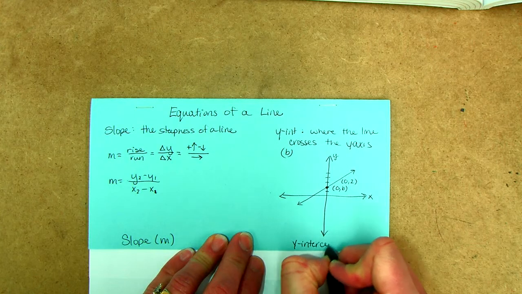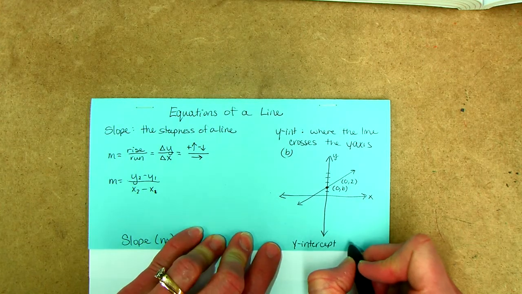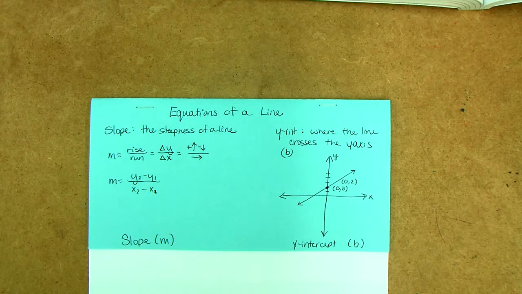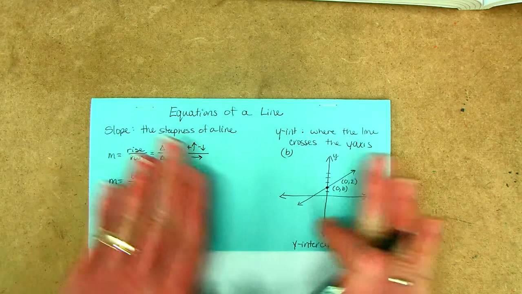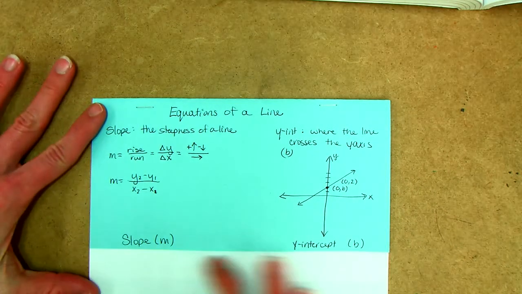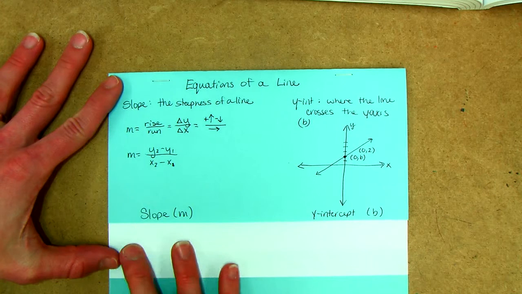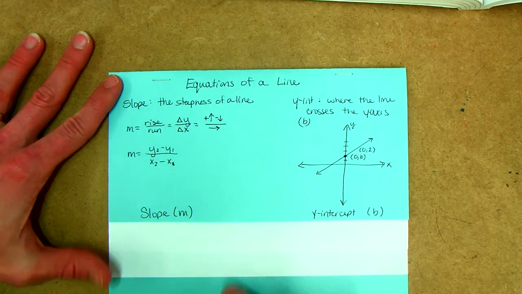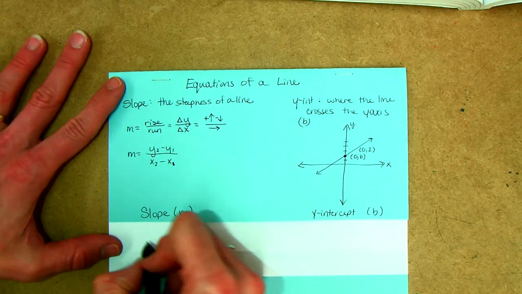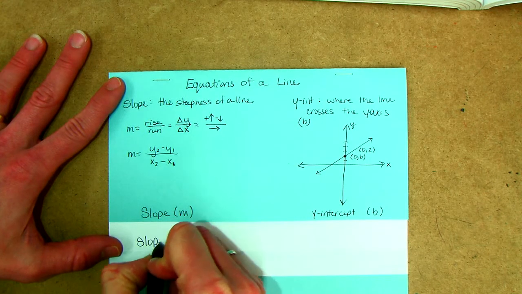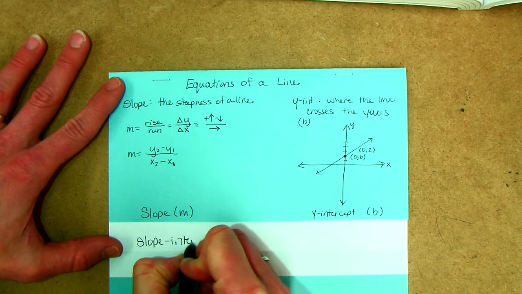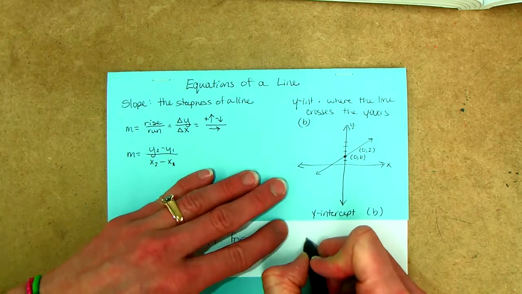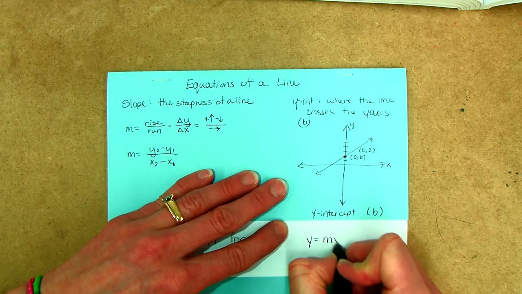So now that we remember what slope and y-intercept is, on your first tab below there, mine is white, so it's hard to see it, but you guys can see it right there, I'm going to write slope-intercept form. That is y equals mx plus b. We just talked about m, we just talked about b. So m is slope and b is the y-intercept.